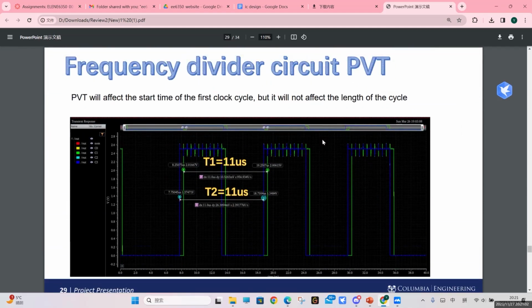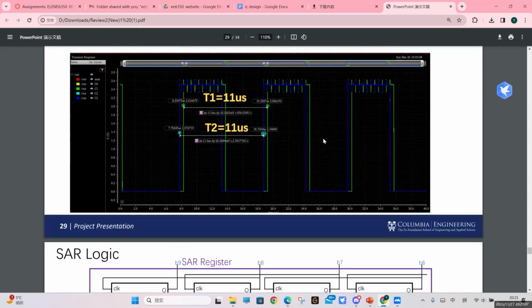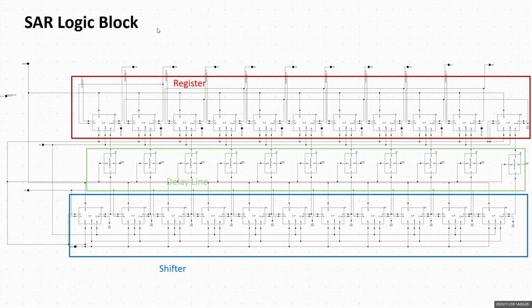This is the simulation result of our frequency divider circuit. I would like to introduce the SAR logic block. The whole module can be divided into three parts, including shifter, delay line, and register. The function of the whole module is to make a guess first and get the result to verify the accuracy of the original guess. The shifter would set bits to 1 from MSB to LSB.